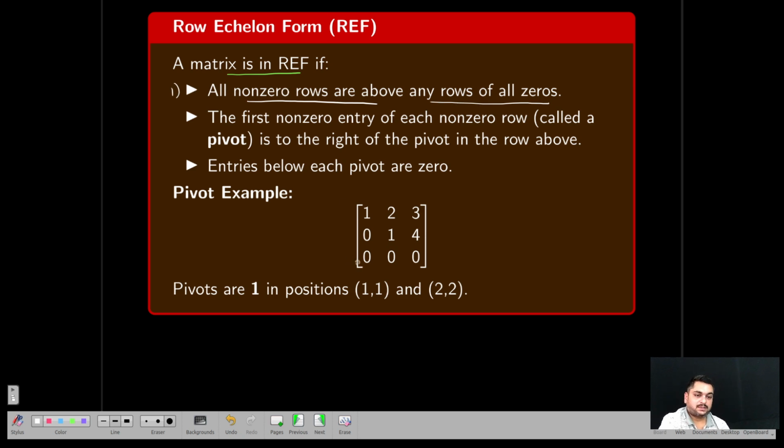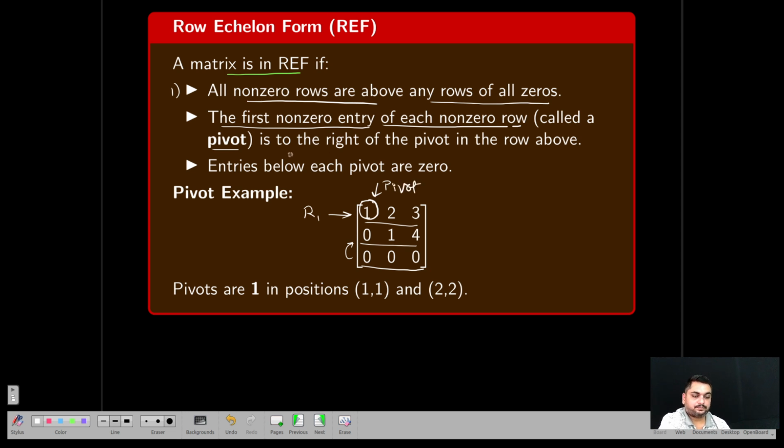So for example, if the third row is all zeros, it should be the last. Any non-zero row, this is a non-zero row, this is a non-zero row, should be above the zero row. Okay. Then there is the concept of a pivot element. The first non-zero entry of each non-zero row is called a pivot. Let us say this first row R1, the first non-zero entry of a non-zero row. This is a non-zero row 1, 2, 3. So this is my pivot element.